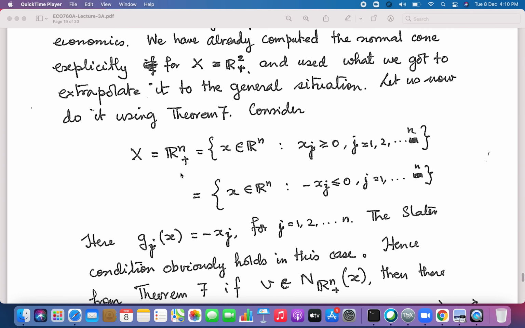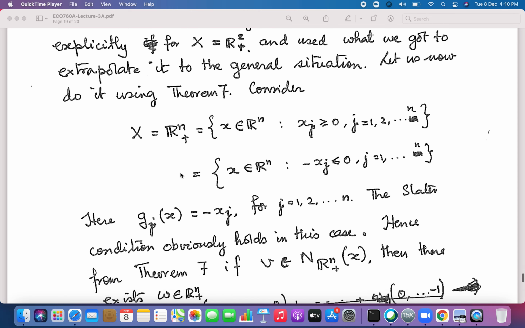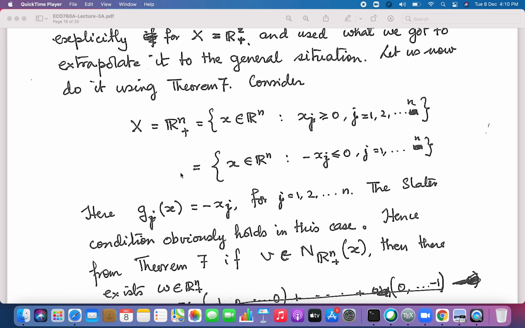So now look at the situation where X equal to R^n plus. X equal to R^n plus is the situation where the economists are interested. Now we know how to write the normal cone of X equal to R^n plus. What is N of R^n plus at x bar? That we have already done geometrically for n equal to 2, then extrapolated our ideas to R^n. What we now do is apply theorem 7 to this particular set. Now R^n plus can be written like this, where each g_j(x) is minus x_j. g_j(x1, x2, ..., xn) is minus x_j.